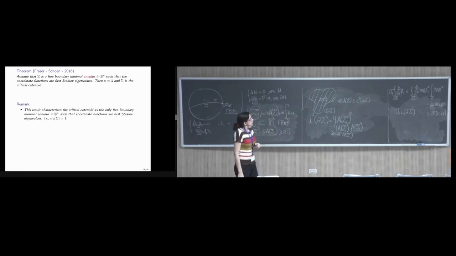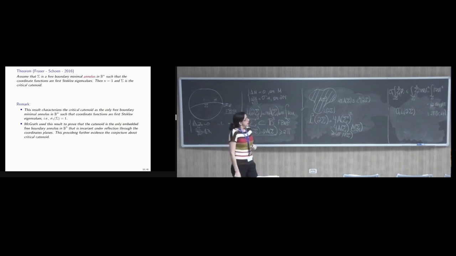Let's move on. What does this mean? This result characterizes the critical catenoid as the only free boundary minimal annulus in the ball. But remember, the ball here has dimension n. What they prove is that you can show n is equal to 3. In other words, you assume the dimension n is equal to 3, a reduction of the dimension. So in this case you have that sigma 1, when I talk about sigma 1, I mean the first eigenvalue of the Steklov problem, right? And sigma 1 is equal to 1. This result said that.